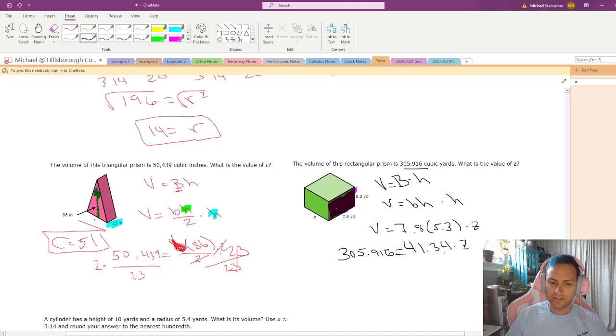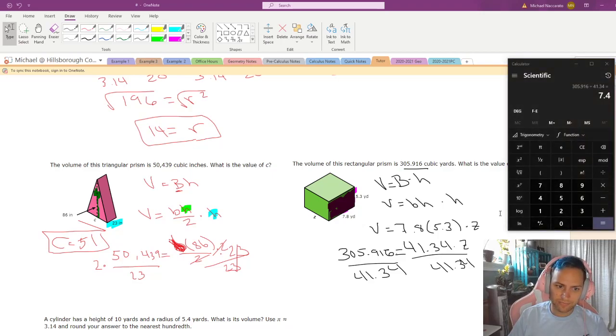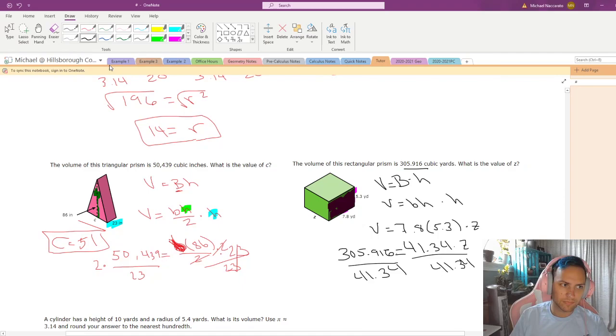So now, if I'm going to solve this the rest of the way, we're just going to divide the 41.34 to both sides. And let's see what I get. 305.916 divided by 41.34. And I get 7.4. So we now know that z is equal to 7.4.